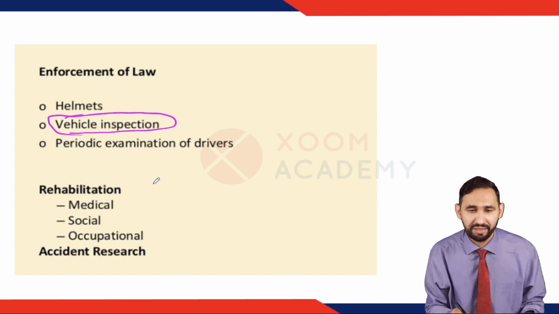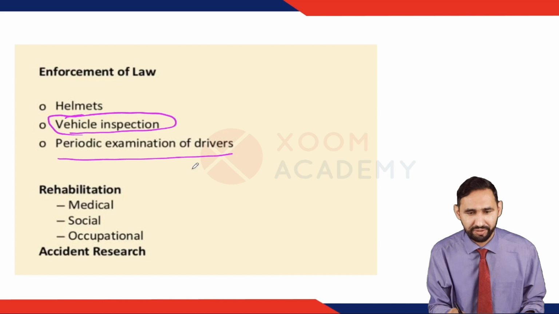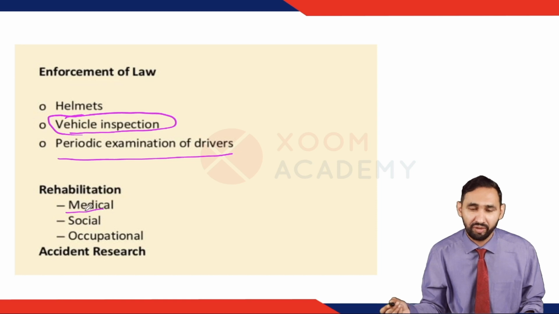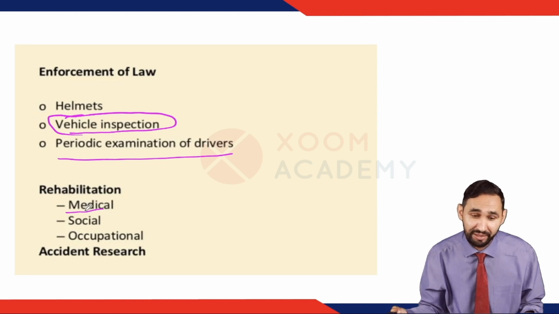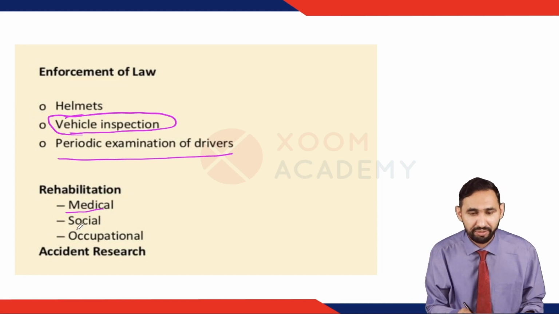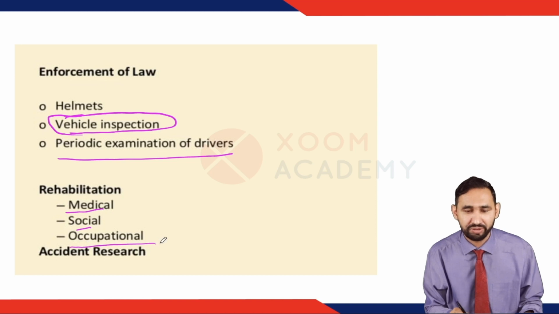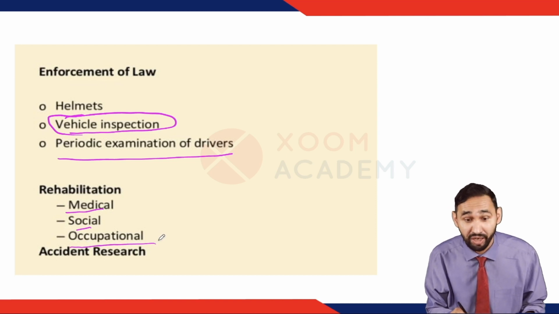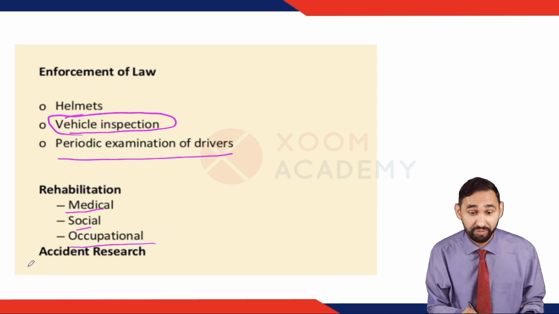In our country, vehicle inspection is not proper. It is poor, so this is causing a lot of accidents. We need periodic examination of drivers. And we need rehabilitation measures like medical, psychological, and physiological rehabilitation. If a person has become disabled after an accident, we need to provide medical, social, and occupational rehabilitation measures. We need to change the occupation of the driver after the accident. There should be research.